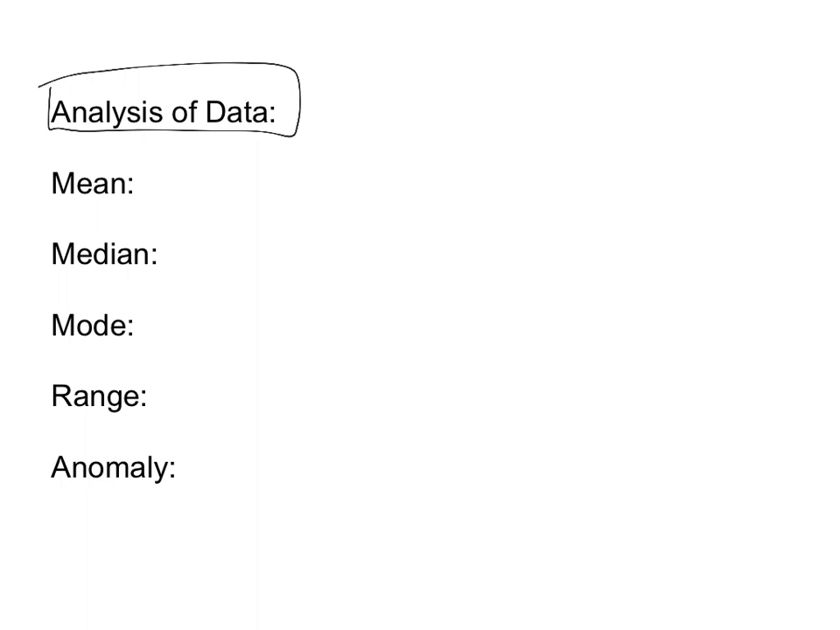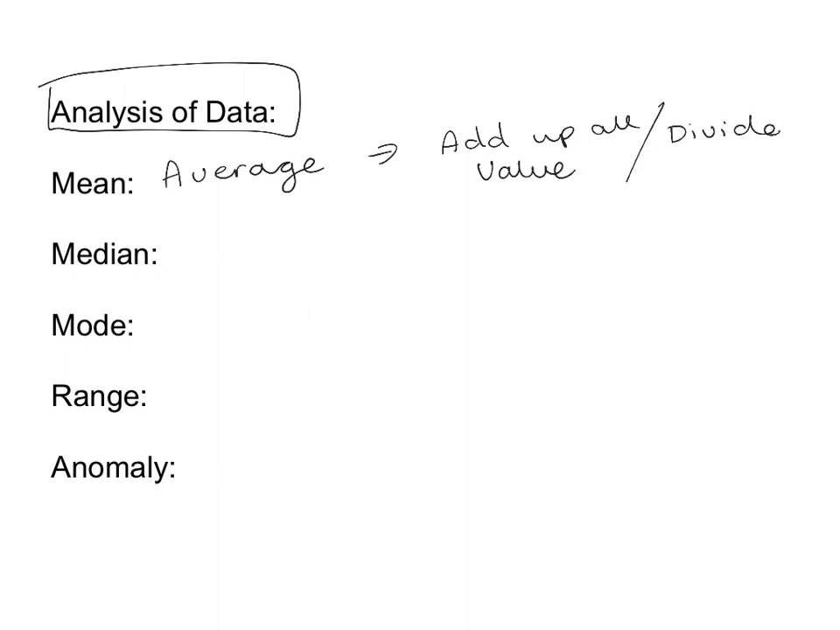Okay, so mean is sometimes called the average. And to work out the mean, you add up all your values, and then divide by the number of values. Okay, the median is the middle value, and we'll go through how to work these all out now. Mode is the most common.